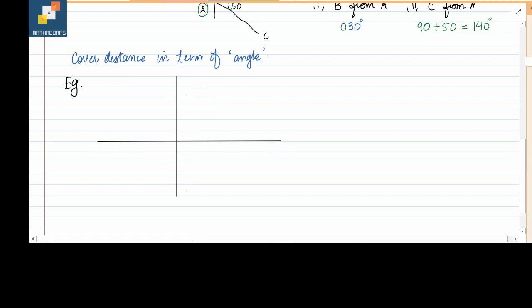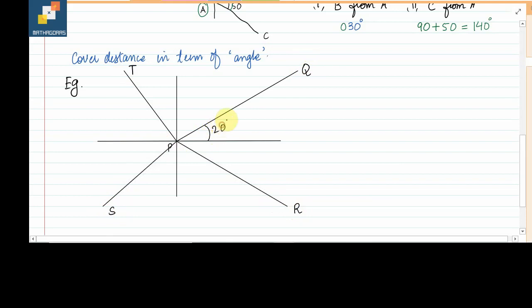Okay, so let's suppose this is point P, and in this part I'm going to draw four lines: 1, 2, 3, 4, and I'm going to label them Q, R, S, T. And the angles I will take are 20, 20, 20, and then 20. Right? So now there are four parts.